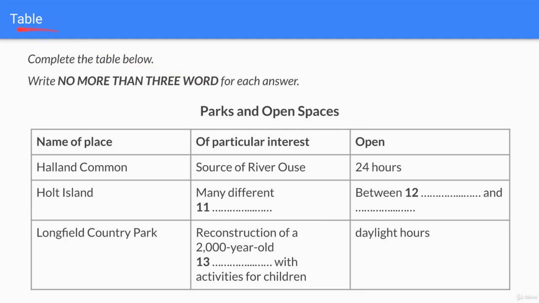Here we have the table question type. So here we basically have a table. We have different columns. Here we have the names of the places. Here we have the interesting areas in those places. And then here we have the timing during which these places are open. So information may be organized in a table like this. And you just have to fill in the blank and complete the information. Again, pay attention to the instructions.